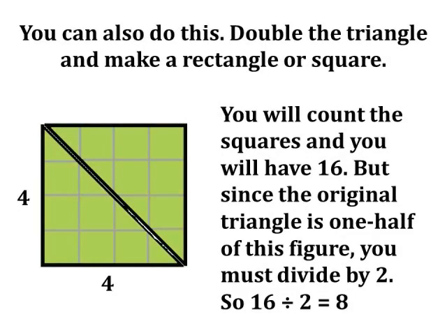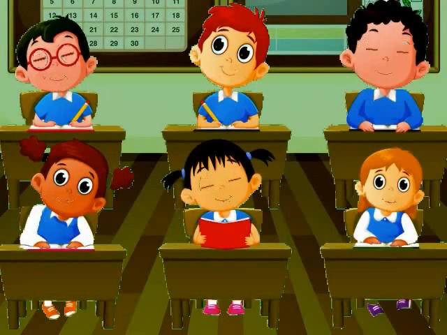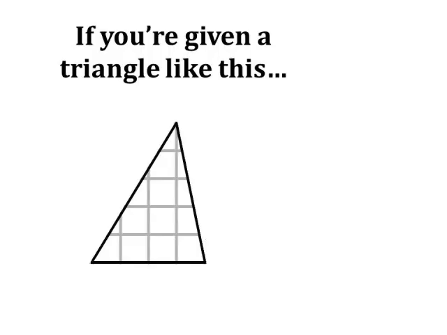But since dinoble lang natin yung triangle kanina, and the original triangle is just 1/2 of the figure, then we must divide the final count by 2. So 16 divided by 2 equals 8. So the area is 8. Okay? Okay po. Another example. This time, ibang kind ng triangle naman. Yung hindi basta-basta pwedeng itaob.